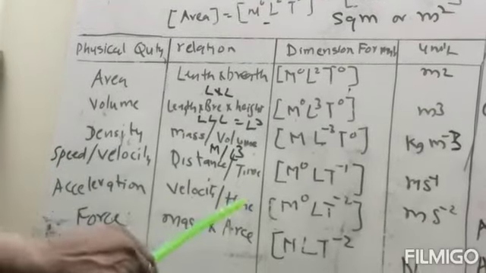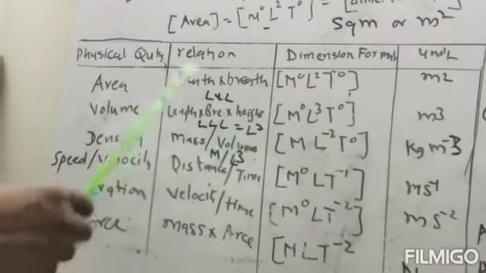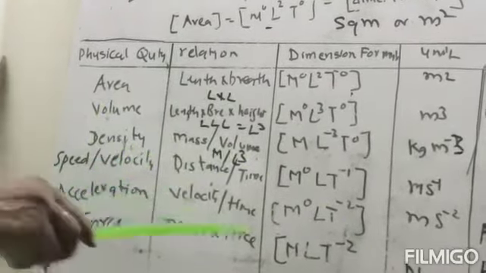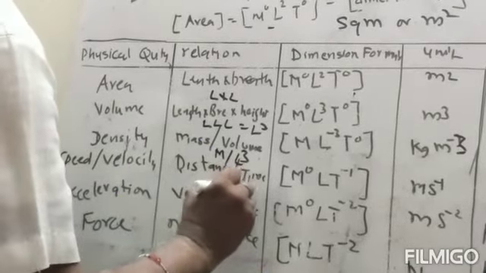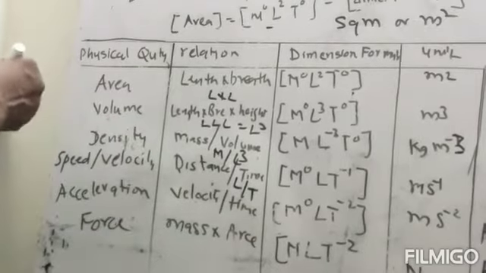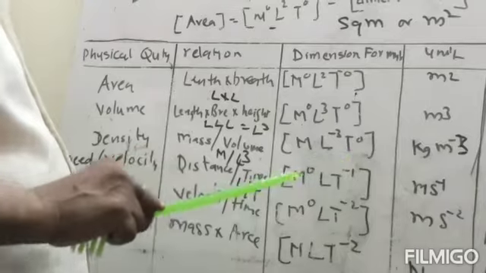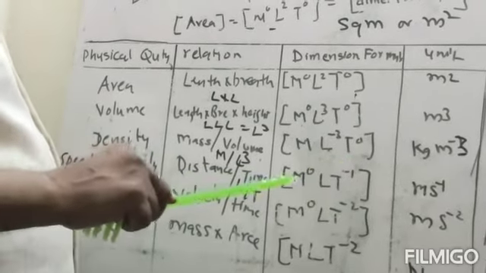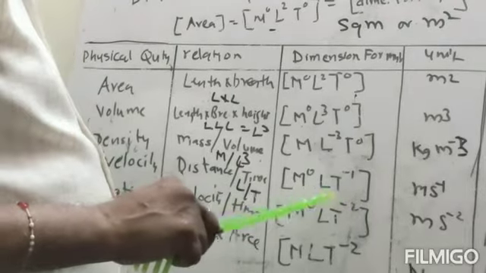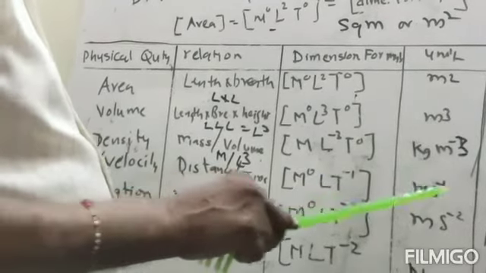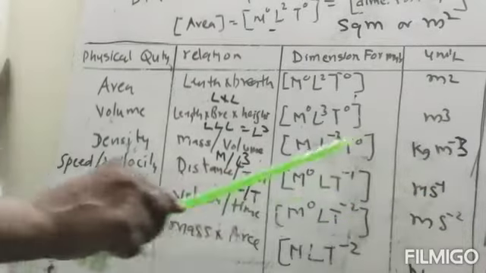Then speed or velocity. Speed is distance traveled per second, or velocity is displacement per second. Displacement or distance is measured in length and time is measured in T. So it will be L divided by T. Its formula does not depend on M. So the dimension will be M0 L T minus 1. Its unit will be meter per second, or meter into second minus 1. This will be the unit of velocity.